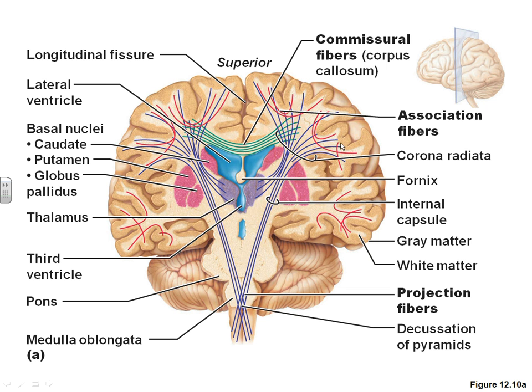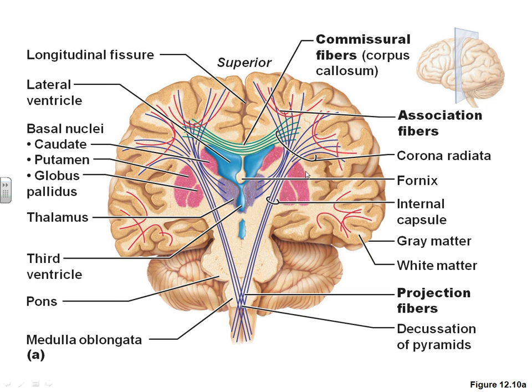The pink or red color here, this represents what we call association fibers. They allow information to be sent from one area of the cerebral cortex to another. So if we think about what's going on in the cerebral cortex, my premotor cortex needs to be able to communicate with my primary motor cortex, because my premotor cortex is going to tell my primary motor cortex how to move that muscle. So the information is sent from one area to the next by association fibers.